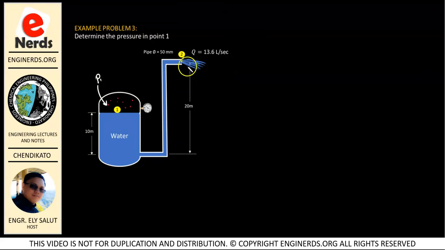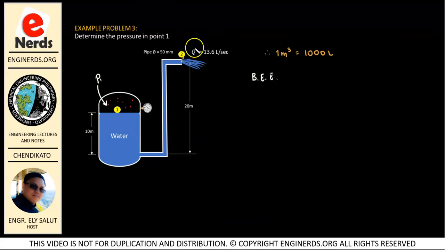So, dahil naka-liters tayo, kailangan natin yan i-convert into cubic meters para magamit natin sa ating equation. So, dapat aware tayo sa ating conversion factor. And we should know that 1 cubic meter is equal to 1,000 liters. So, yan ang gagamitin nating conversion factor. Okay, so gagamitin natin yung Bernoulli's energy equation.